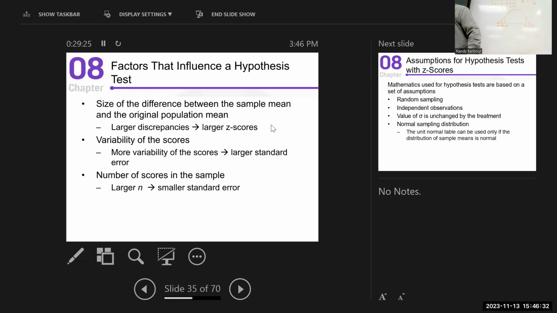The last thing is the number of scores in your sample, so your sample size. The larger your sample size, the smaller your standard error. Okay? So you want a large sample size and you want a large discrepancy. If you have both of those at the same time, you're going to have a large z-score. If you have a large z-score, then the likelihood that you're going to reject the null hypothesis is going to be very, very high.